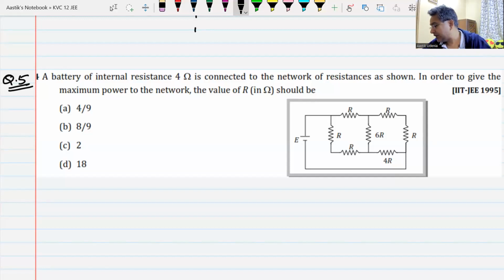Okay, then I'll do it. This battery has an internal resistance. I just have to find out how much is the external resistance. This is R. This R and R are in series. It becomes 2R.